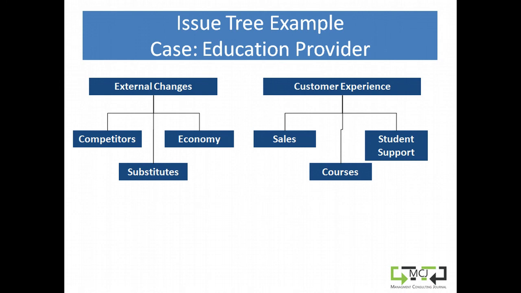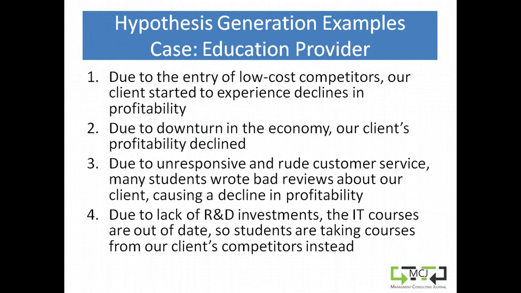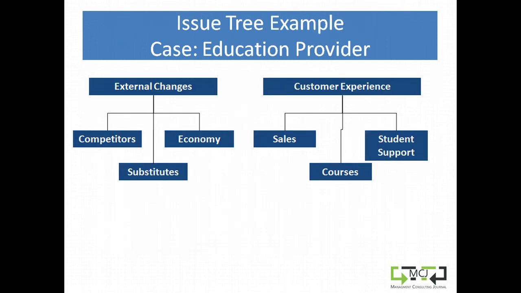And under each of these categories, I have more buckets I want to hit. So in external changes, I have competitors, substitutes, and economy. Under customer experience, I have sales, courses, and customer support. So you can see that in the earlier stage, I just came up with a hypothesis, but I just narrowed it down to one word, something that can remind you of. So for example, in the first one, I had low-cost competitors, and I just grouped that all under the competitor section instead of writing everything out.